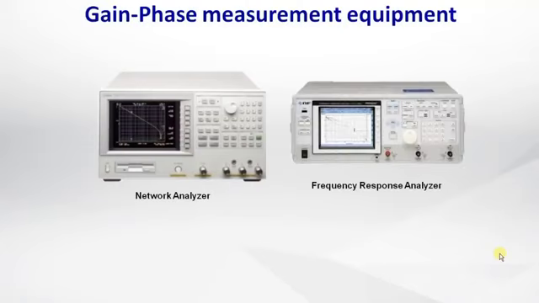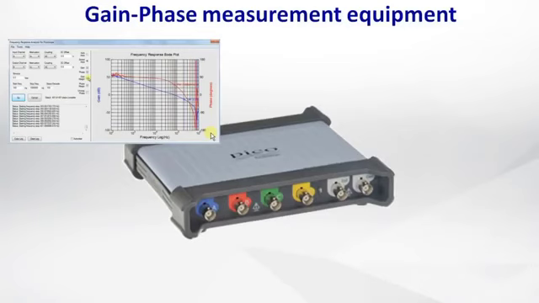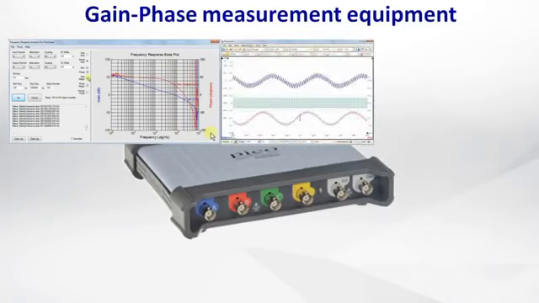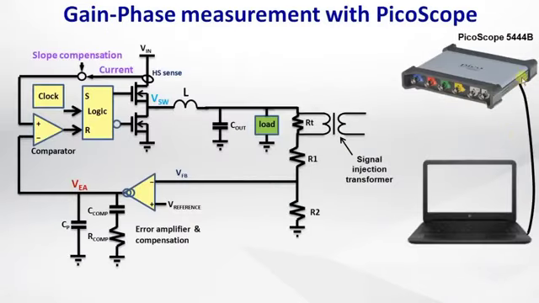Gain phase measurements are often performed using network analyzers or frequency response analyzers. A drawback of these devices is that they only show the result in the frequency domain. For this video, I will use a PicoScope and a frequency response analyzer utility. The advantage of this equipment is that it lets you look at the signals both in time domain and in frequency domain, which gives you a better understanding of the measurement and can be used to check the converter operation during the gain phase measurement. PicoScopes are PC oscilloscopes.